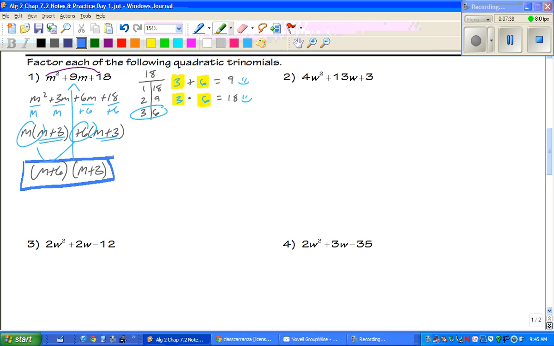All right, number 2. Always checking, is there a GCF? The answer, no. So 4 times 3 is 12. The factors of 12 are 1 and 12, 2 and 6, 3 and 4. Which numbers add up to 13 and multiply to get 12?